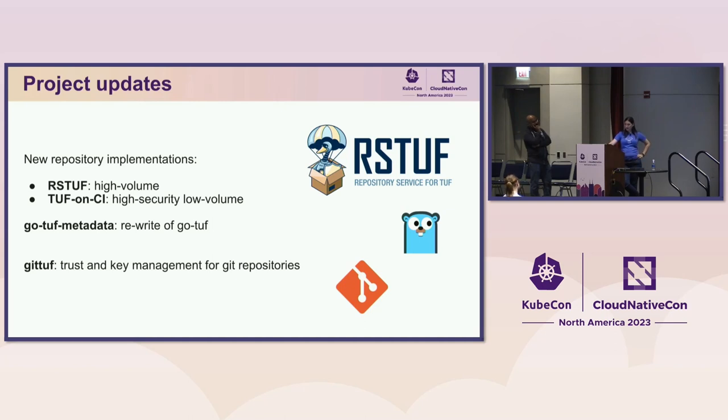And then TUF on CI is a different kind of implementation that focuses on this high security, low volume type of thing, which is more about distributing things like, using it as a root of trust, distributing other keys, kind of smaller scale repositories. And for example, the Sigstore project is looking to transition to TUF on CI for an easier way to run that.